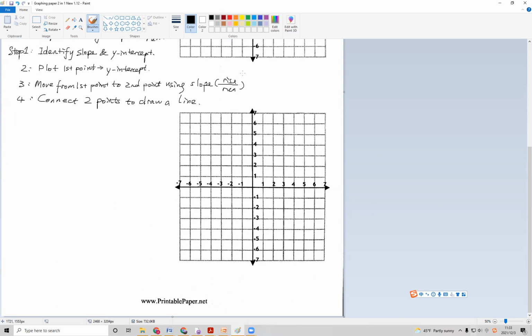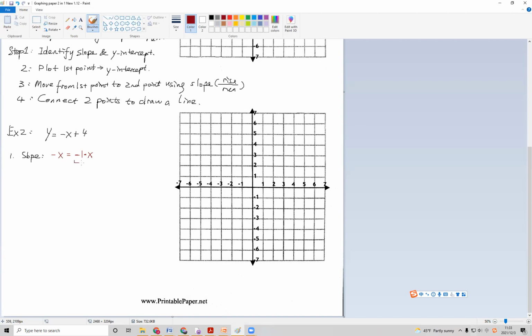Now let's do one more practice. Example 2. For example, if we do y equals negative x plus 4. First step, identify the slope and y-intercept. It's a little tricky. The slope is the number before x, but there is no number before x, only a negative sign. So you have to understand negative x equals negative 1 times x. These two are exactly the same thing.